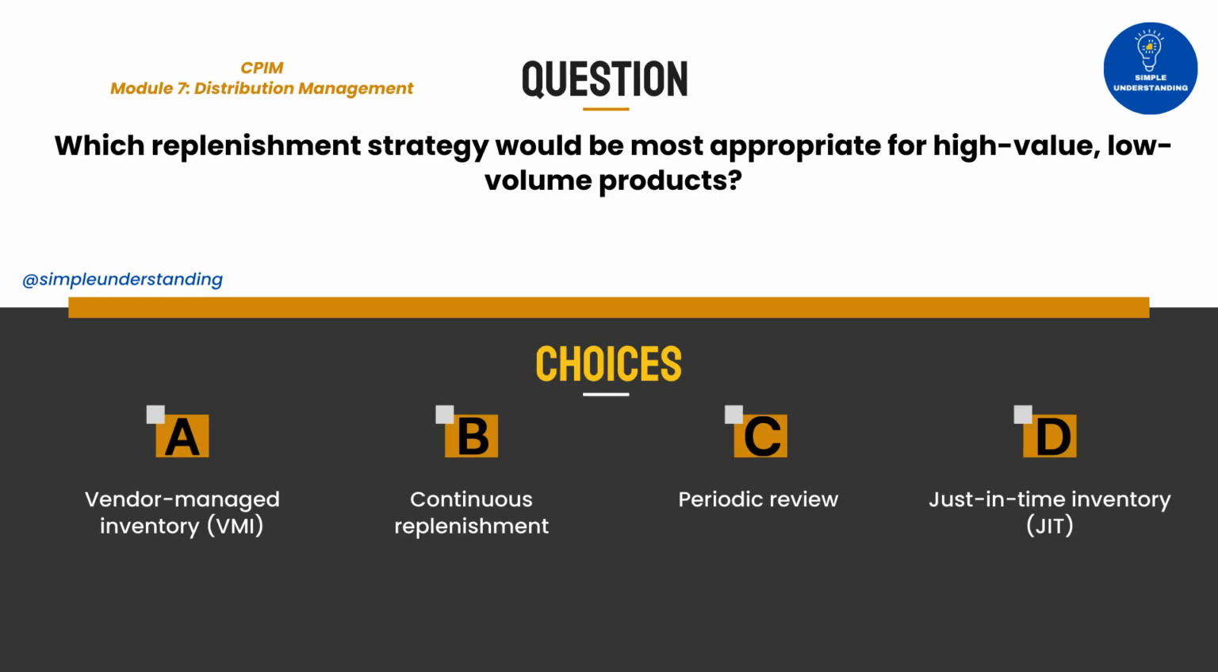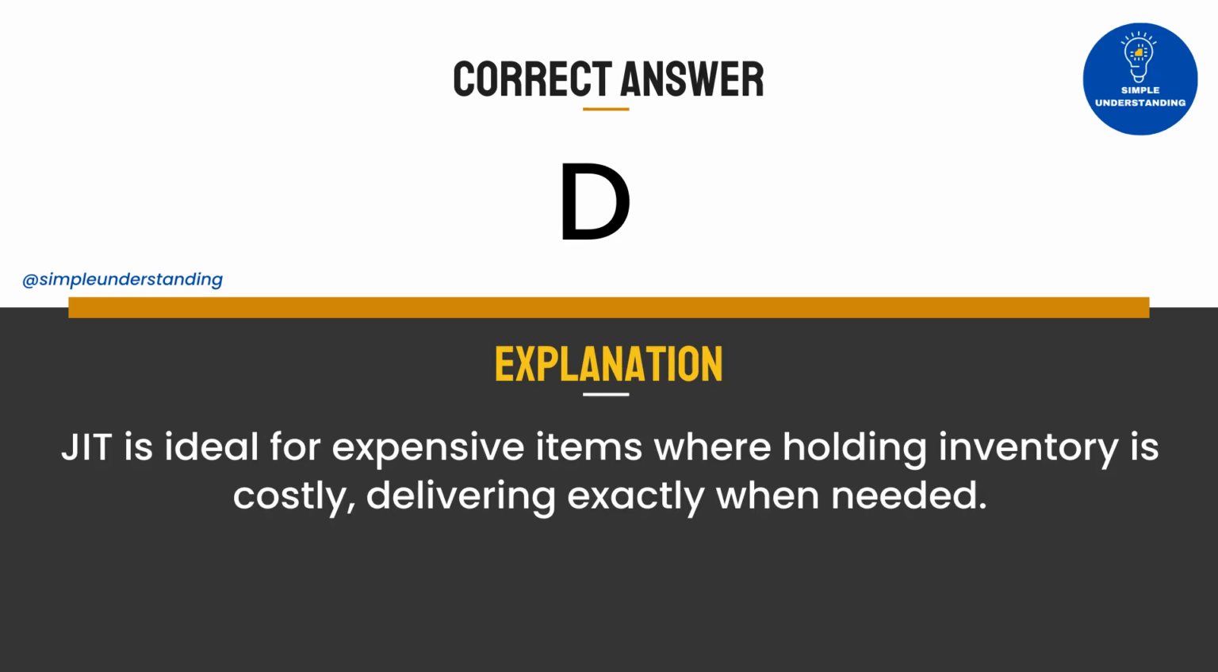Question 6. Which replenishment strategy would be most appropriate for high-value, low-volume products? A. Vendor-managed inventory (VMI). B. Continuous replenishment. C. Periodic review. D. Just-in-time inventory (JIT). Correct answer: D. Explanation: JIT is ideal for expensive items where holding inventory is costly, delivering exactly when needed.